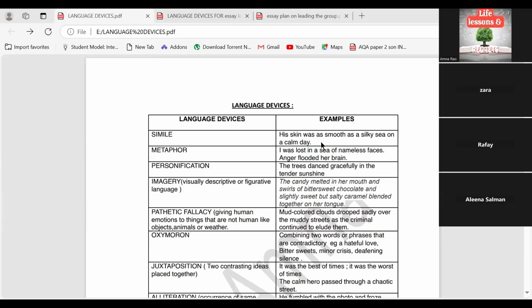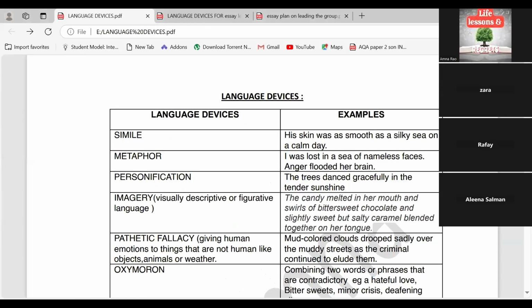Language devices over here, as you can see, a simile. What is a simile? A simile is when you are comparing two nouns with each other. For example, his skin was as smooth as a silky sea on a calm day. Similes, do not copy from the internet. Be as creative as you can. Make your own similes. For example, now I've chosen a noun, that is skin. Now I'm going to think about the quality of this noun. For making a simile, first of all, you choose a quality of the noun, like his skin is smooth, right? Now I'm going to think about what is another thing which is smooth as well. So I go for a very different kind of noun, that is the surface of the sea. The surface of the sea is silky.